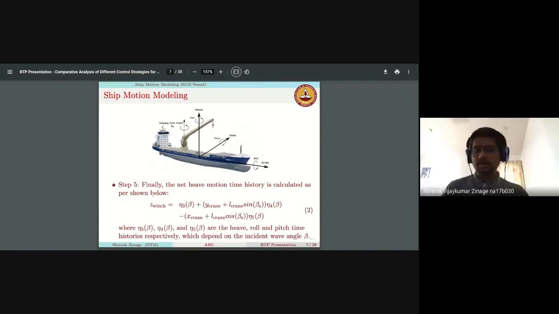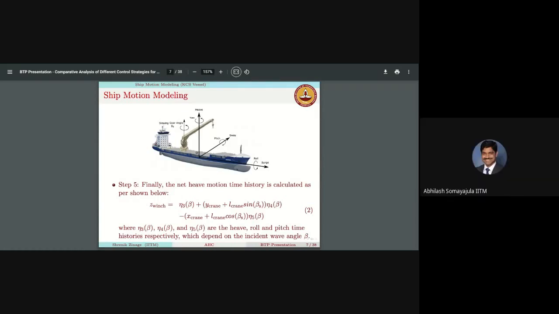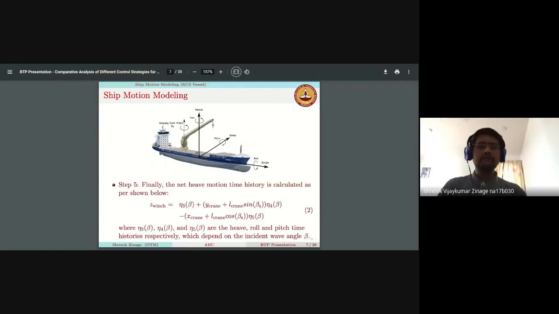Shrenik? Yeah. So why is it that I need this net heave time history? The reason why we need the net heave time history is because the point about which the payload is being put under the water is this point, the extreme end of the crane. So our objective is to make sure that the wire length is opposite of this net heave time history and not the time history of the ship.